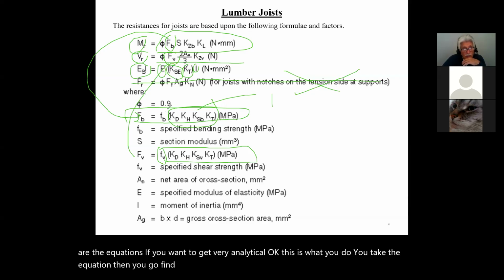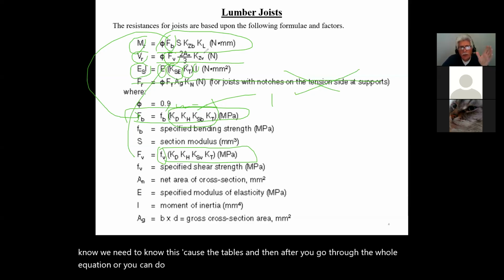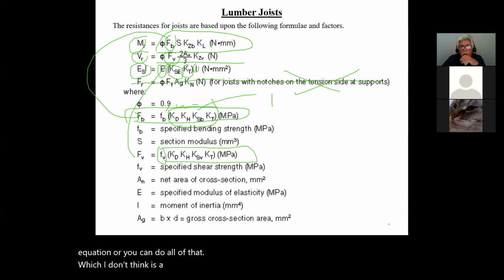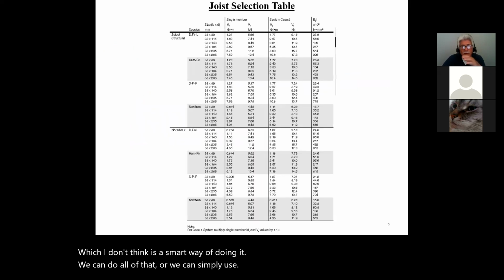You go find this value here. Well, this we will know. We need to know these because of the tables. And then after you go through the whole equation. Or you can do all of that, which I don't think is a smart way of doing it. We can do all of that, or we can simply use this. Isn't this faster?